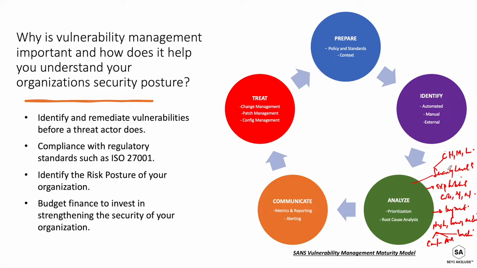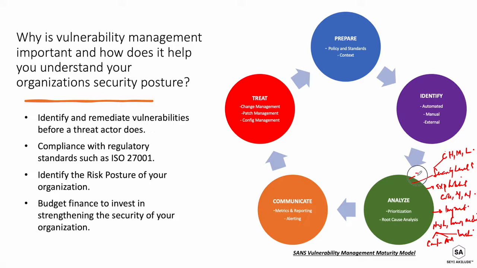So if that vulnerability has a severity level of critical, for example, it can be exploited. There's an exploit code that could be used to exploit that vulnerability. The impact is high, probably on confidentiality. Then we should pay attention to that type of vulnerability.